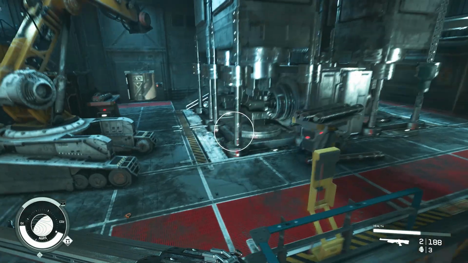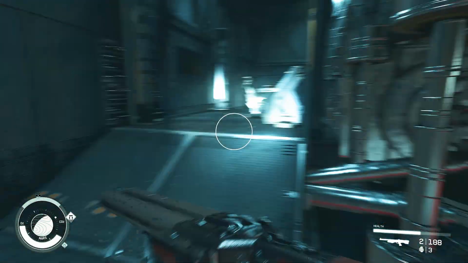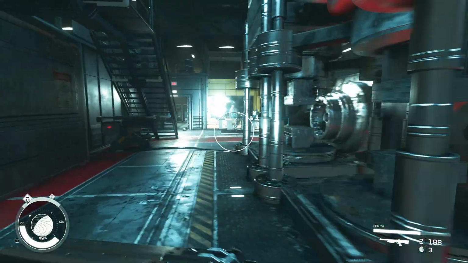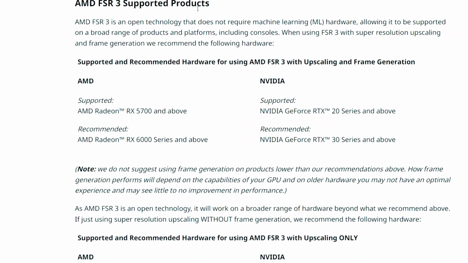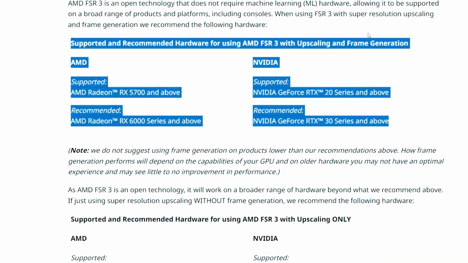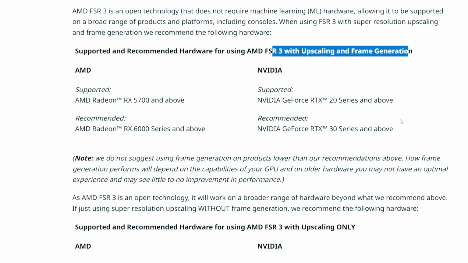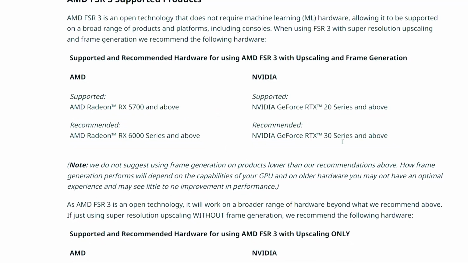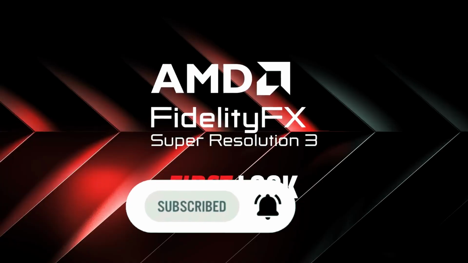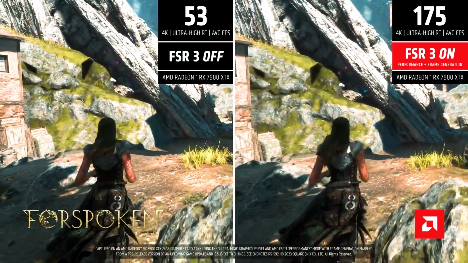FSR3 and DLSS are both features meant to enhance the gaming experience, especially on systems with limited GPU power. But to utilize both frame generation and anti-aliasing with FSR3 will require an RX 5000 series graphics card, so about a 5700 XT, which, looking over at Forspoken, which has a GPU requirement of an RX 5500, would make sense, being that that's a game they have constantly pushed and demonstrated using FSR3.